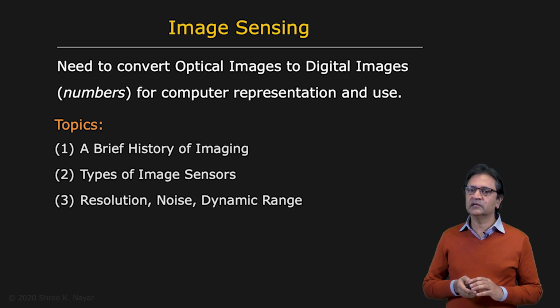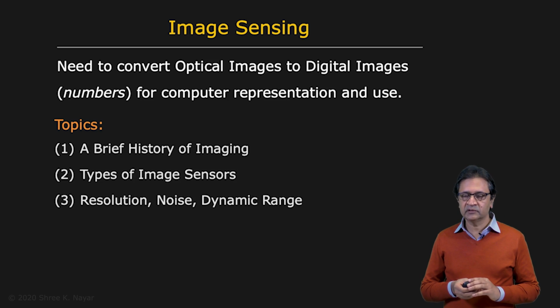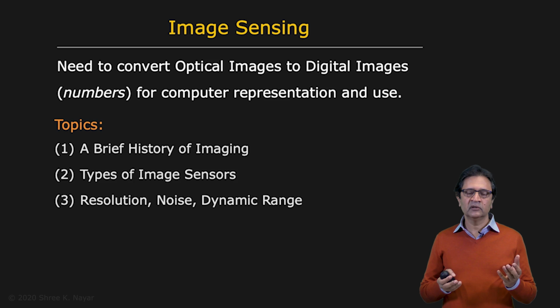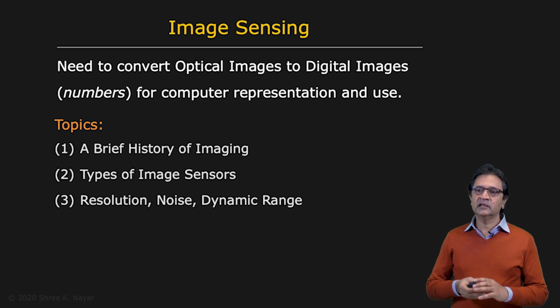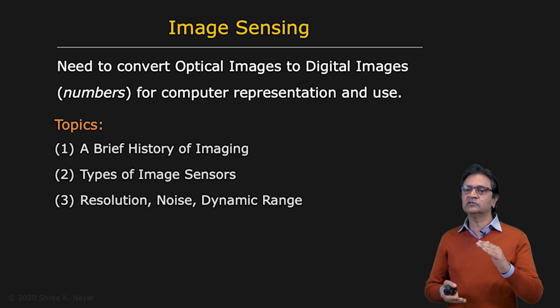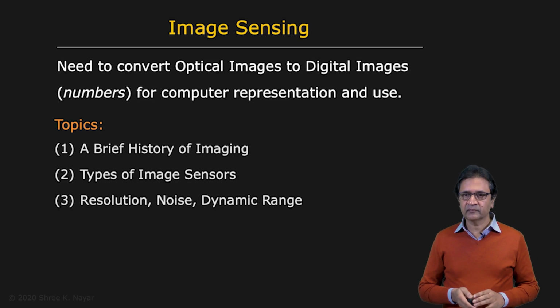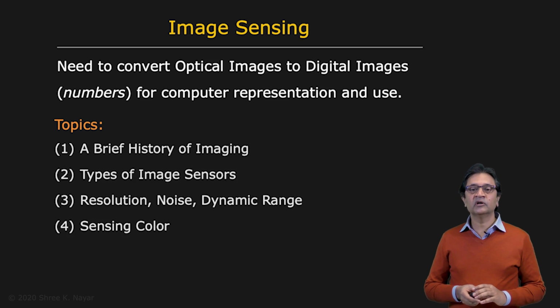And then we look at the characteristics of image sensors, in particular resolution, which is the number of pixels you end up with in an image, noise, what are the different sources of noise, undesirable effects that you end up with in images, and then dynamic range, which is a range of brightness values that an image sensor is able to measure. And next, we'll talk about color.